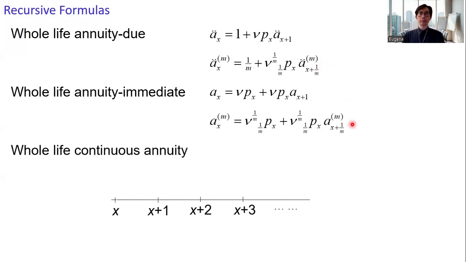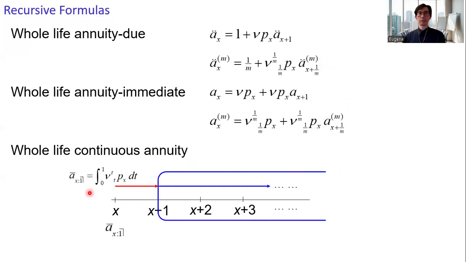For the continuous case, split it into two parts. The payment in the first year, we have ā_{x:1}, and we can evaluate this using integration. And then the remaining payments. When the individual reaches age x plus 1, the actuarial present value of the future payments is ā_{x+1}, the whole life continuous annuity issued at age x plus 1. Discount back, and we get the relationship.